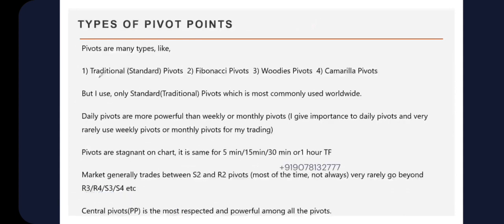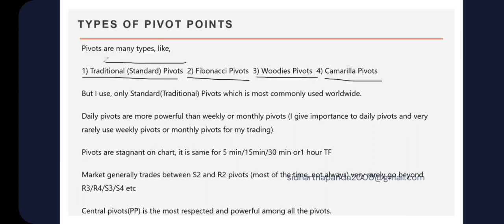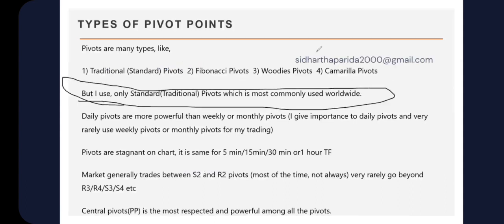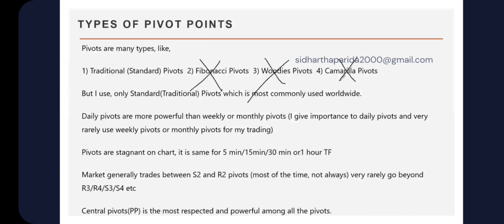There are many types of pivots, like traditional pivots, Fibonacci pivots, Woody's pivots, and Camarilla pivots. Traditional pivots are also called standard pivots. Though there are four types of pivots, I use only standard, which is commonly used worldwide. If you ask me, the most commonly used pivot is the standard traditional pivot. So here also you will see me using standard pivots. The pivots you are going to see in this entire webinar are standard pivots. I don't use Fibonacci pivots, I don't use Woody's, and I don't use Camarilla pivots.